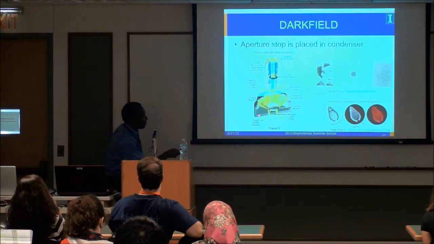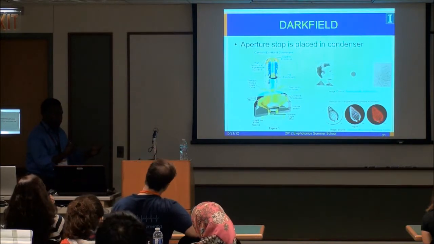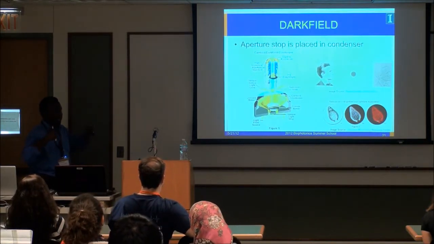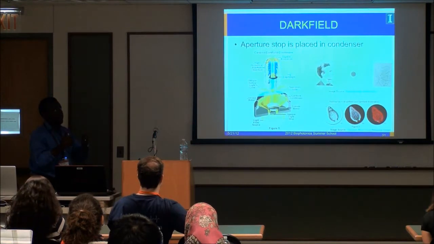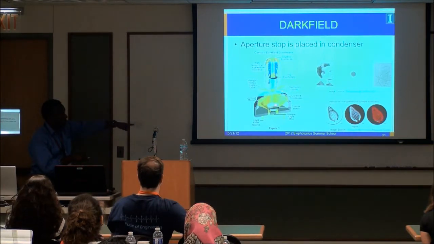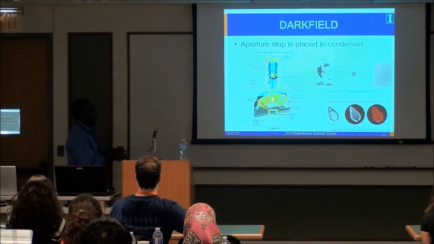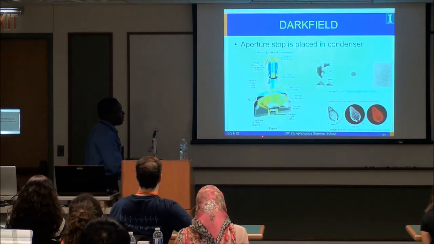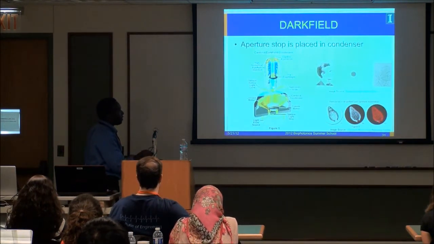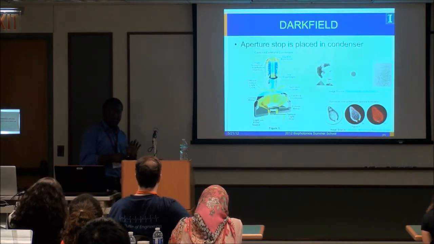When you put the opaque light stop here, the light goes through the condenser, and anything that's not from the sample will just go out. It was not detected. The only light that actually makes it to the detector in this system is the light that is scattered off of the sample. Once you put a light stop here, only the scattered light is going to reach the detector. That translates into a remarkably high contrast.